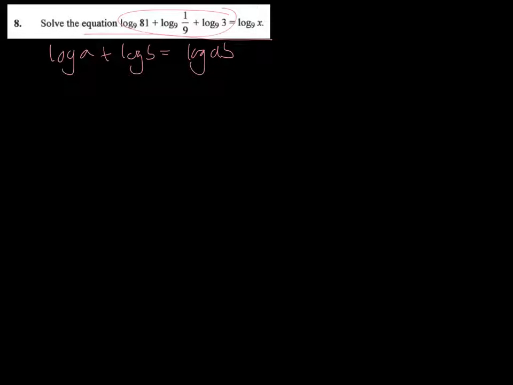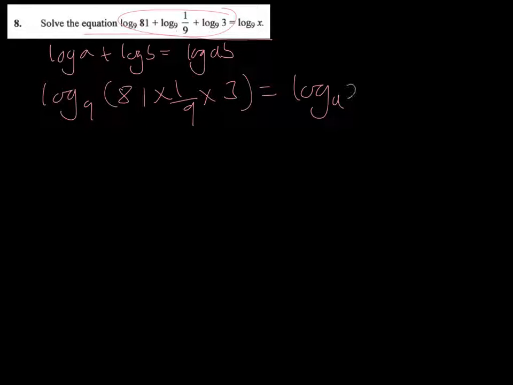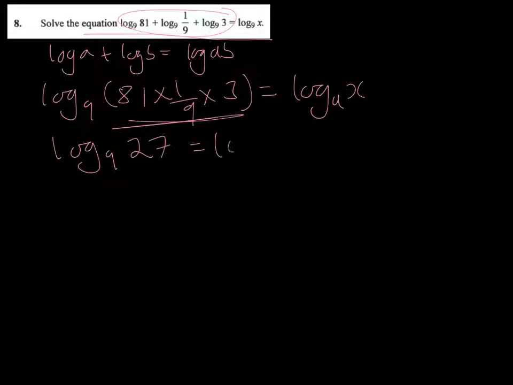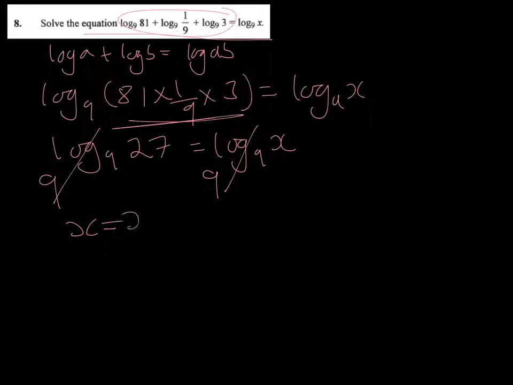Essentially, we've got three different components, but because they're all base 9, we can express them here as a log base 9 of 81 times 1 over 9 multiplied by 3. So we can say that log to the base 9 of this, which is going to give us 27, equals log to the base 9 of x. So essentially then, if I put those both sides as exponents of 9, those will cancel out and you'll be left here with x equals 27.